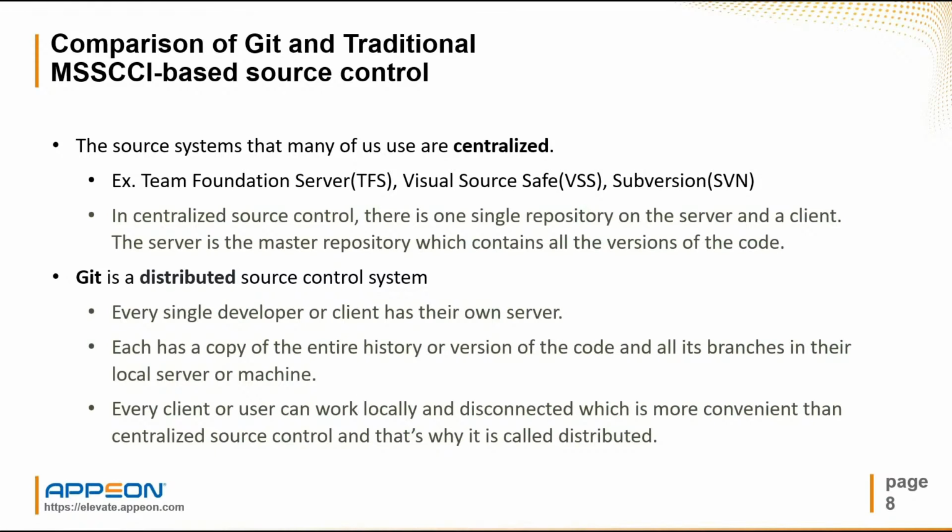Git is a distributed source control system. Every single developer or client has their own server. Each has a copy of the entire history or version of the code and all its branches in their local server or machine. Every client or user can work locally and disconnected, which is more convenient than centralized source control, and that's why it's called distributed.